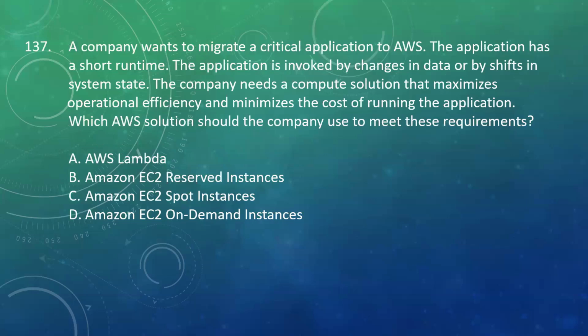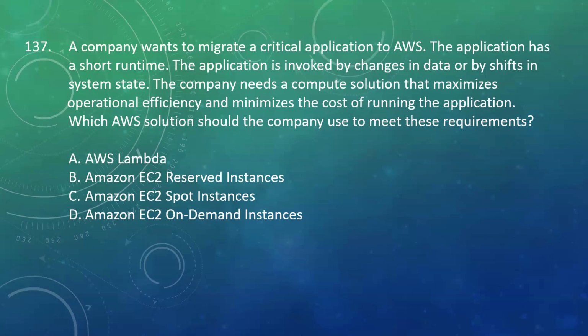Let's look at the next question of the series. A company wants to migrate a critical application to AWS. The application has a short runtime. The application is invoked by changes in data or by shifts in system state. The company needs a compute solution that maximizes operational efficiency and minimizes the cost of running the application. Which AWS solution should the company use to meet these requirements? Your options are AWS Lambda, Amazon EC2 Reserved Instances, EC2 Spot Instances, EC2 On-Demand Instances.